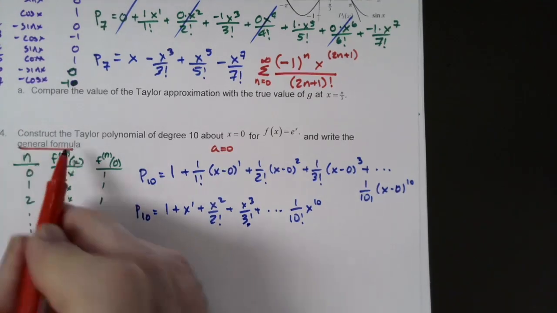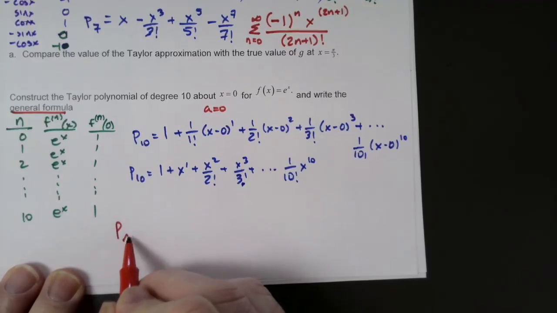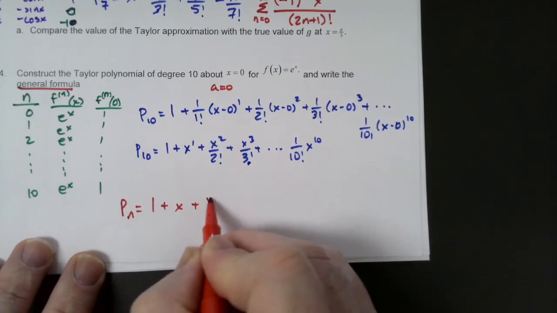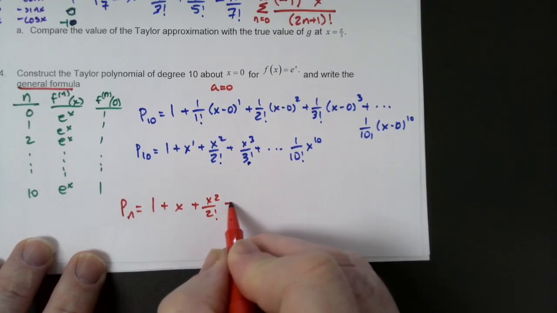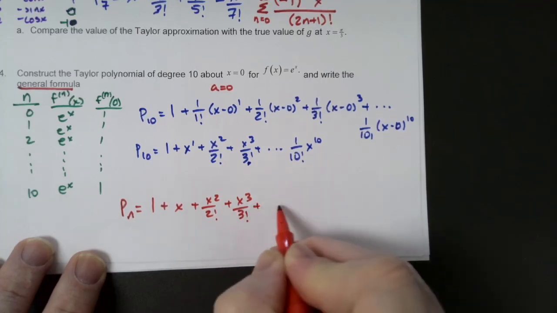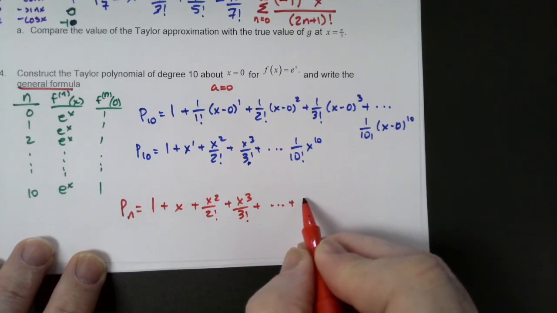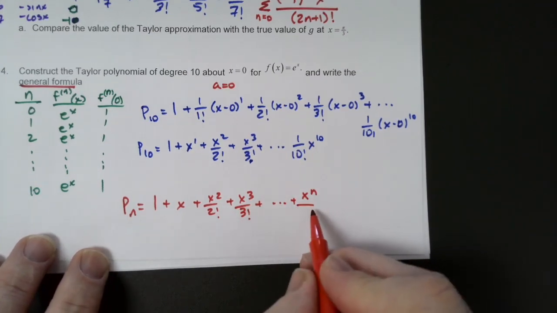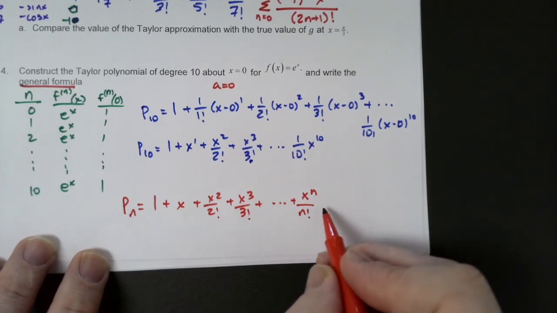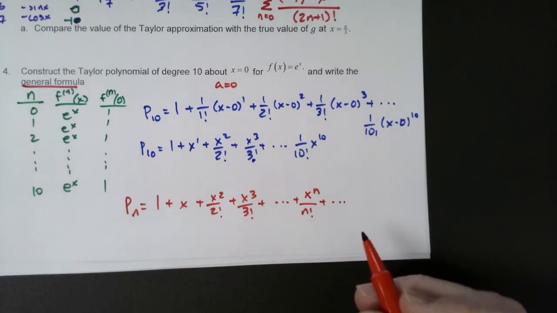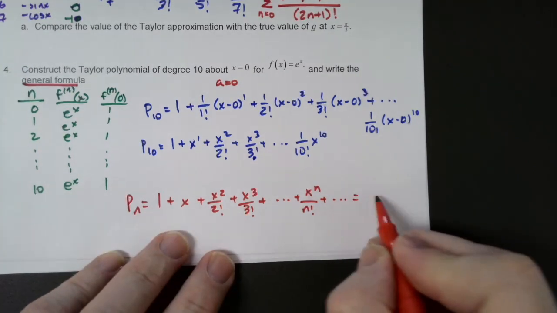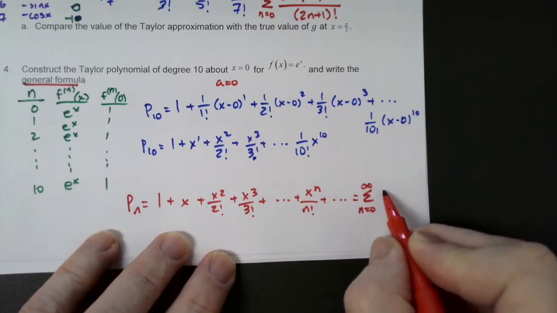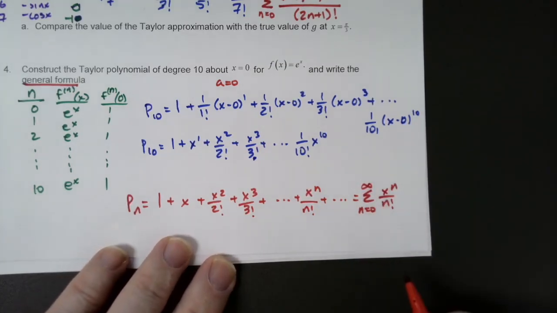It does say let's write a general formula for this. The general formula of any degree would be 1 plus x plus x squared over 2 factorial plus x cubed over 3 factorial plus dot dot dot. The general term would be x to the n, not just the odd ones, this is all of them, over n factorial plus dot dot dot forever and ever. And if we write this in summation notation, this will be n equals 0 to infinity of x to the n over n factorial.